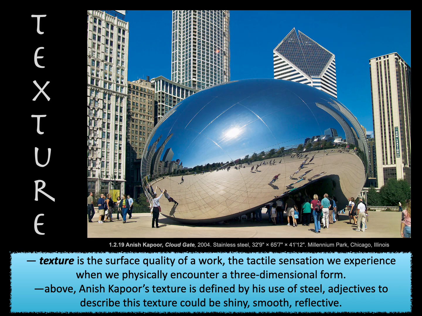One of Anish Kapoor's most famous works is Cloudgate, located in Chicago. In, or I should say on, Kapoor's Cloudgate, the texture is very simple, polished steel, and that reflects all the light hitting its surface. That works for viewers because humans still like shiny things. Texture is often defined by the visible materials of a form.